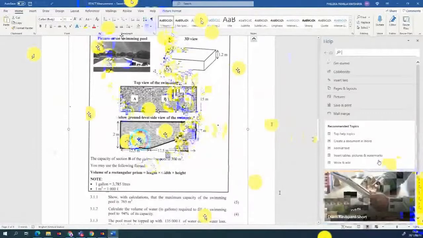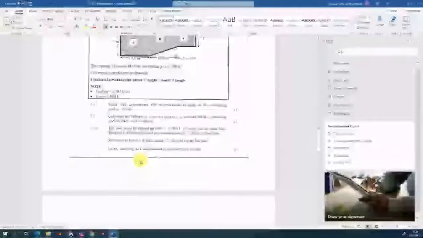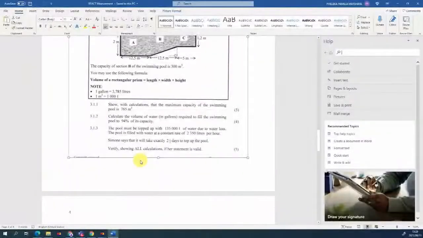In the calculations, the maximum capacity was 765 cubic meters. I'm going to let you do that one. And then 5.2.3, calculate the volume of water required to fill the swimming pool to 94% of its capacity. They don't want 100%, but 94%, and then the pool must be topped up with 135,000 liters of water due to water loss.